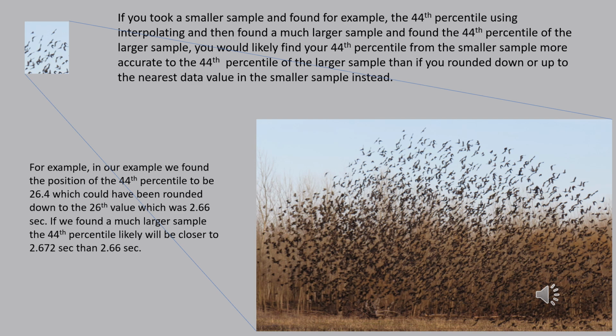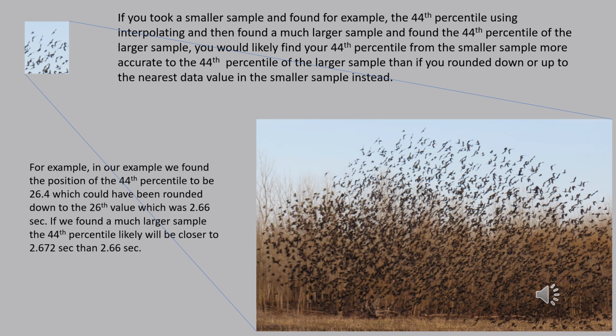If you took a smaller sample and found, for example, the 44th percentile using interpolating, and then found a much larger sample and found the 44th percentile of the larger sample, you would likely find your 44th percentile from the smaller sample more accurate to the 44th percentile of the larger sample than if you had rounded down or up to the nearest value.